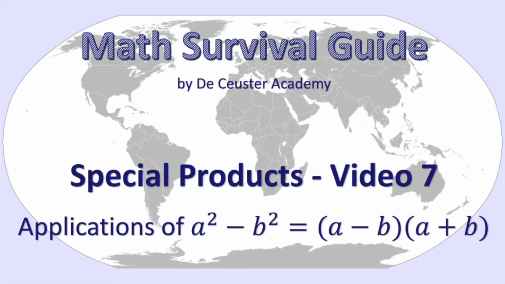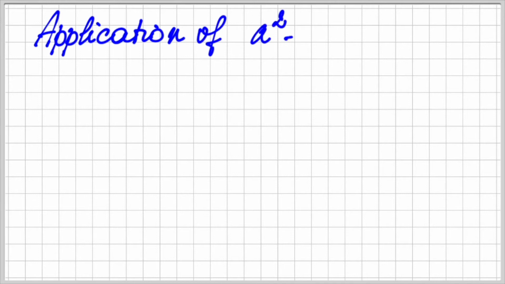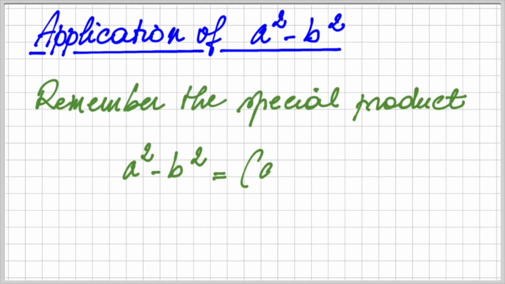So let's have a look at this application or these applications. First of all, we try to apply a squared minus b squared to simplify our calculations. And you remember the special product formula, which is given by a squared minus b squared, which is equal to a plus b times a minus b.